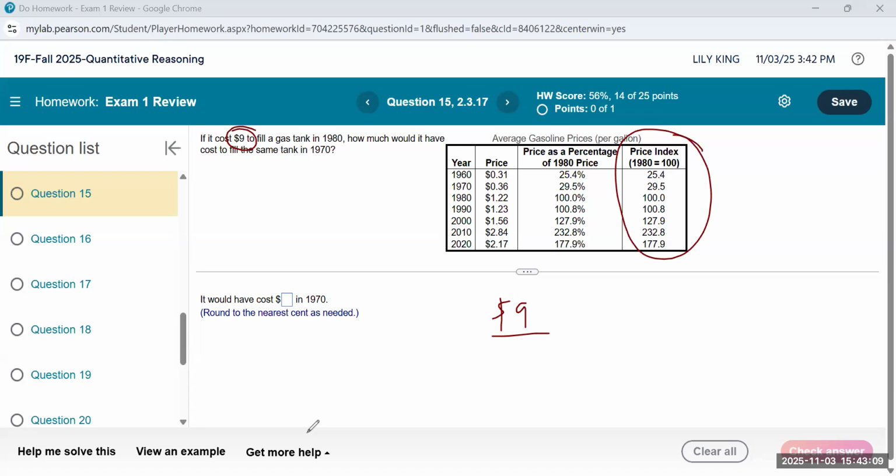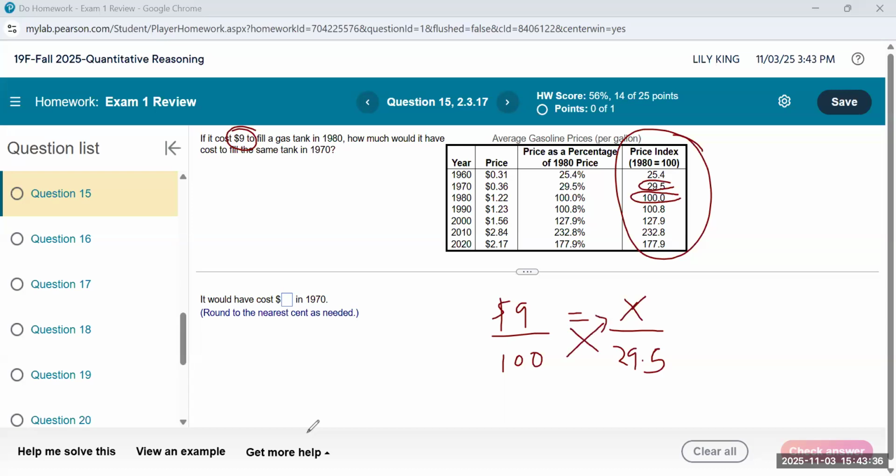So 1980 has a price index of 100. So you put that at the bottom. You introduce your equal sign. Now we don't have the cost for the year 1970, so that is unknown. But on the table, we have the CPI for 1970 to be 29.5. All right, and this is all that we need to be able to solve this problem.